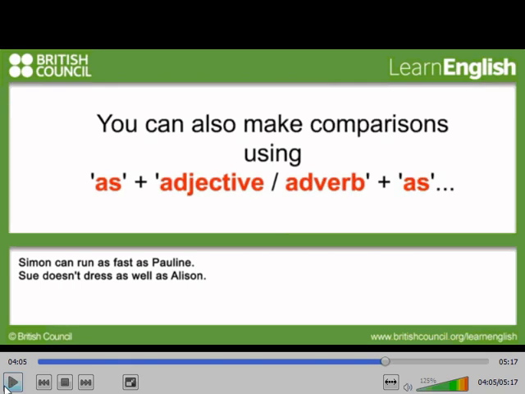If two things have the same adjective or the same adverb, I simply put as before it and as after it. When I say Simon can run as fast as, or Sue doesn't dress as well as. So here this is as, adjective, as, and here as, adverb, as. To show that both of them have the same thing.